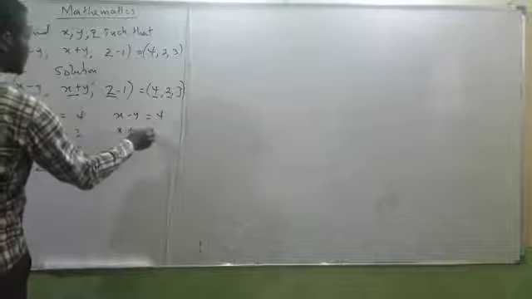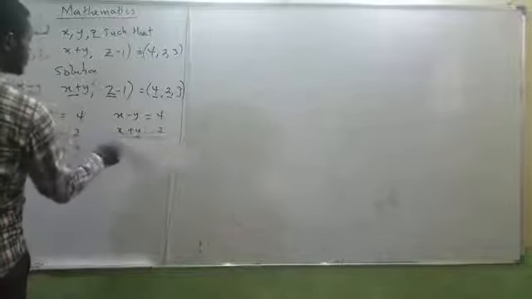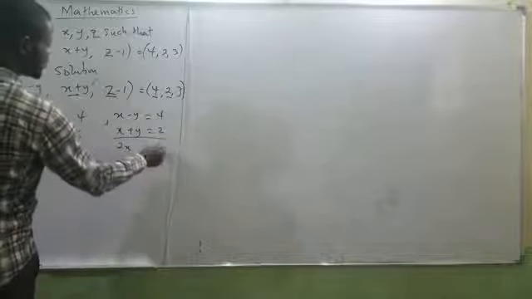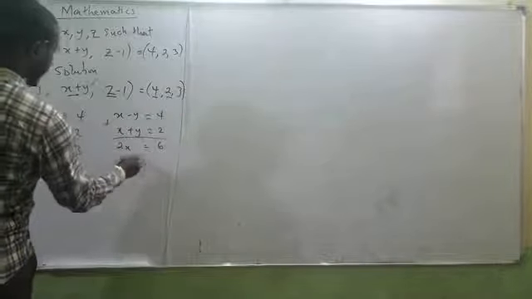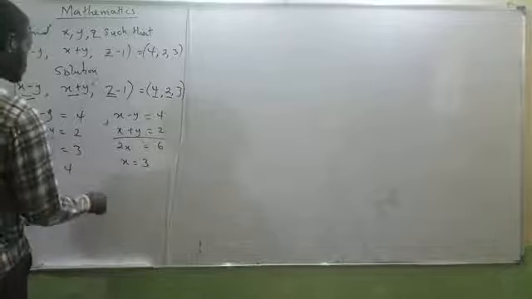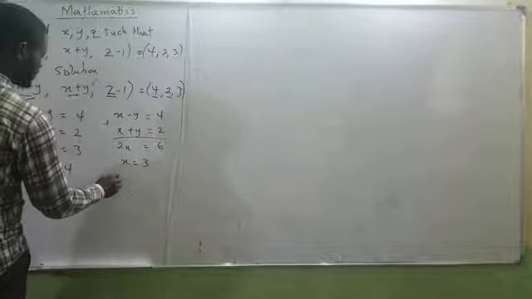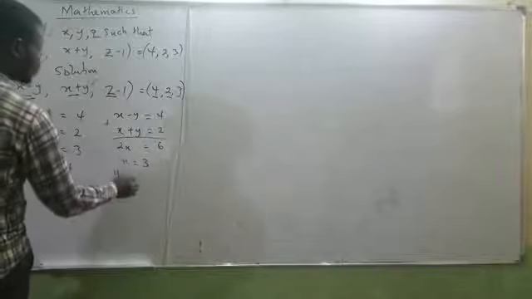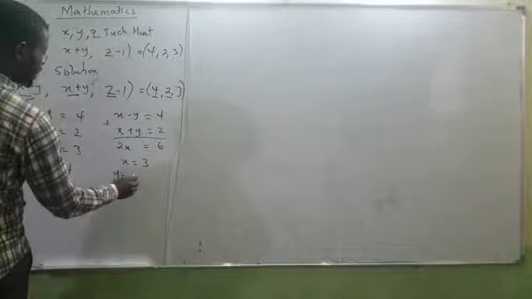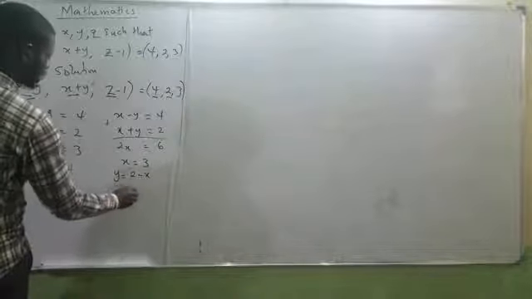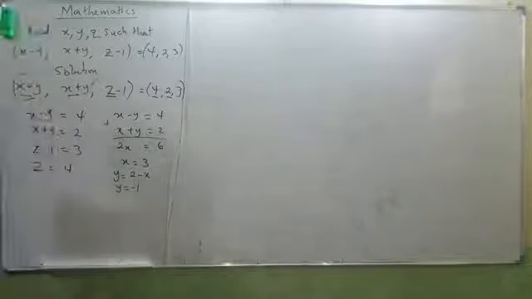x plus y equals 2. Adding together, this is going to be 2x equals 6. So my x equals 3. Since x equals 3, y will be equal to 2 minus x, which is y equals minus 1.